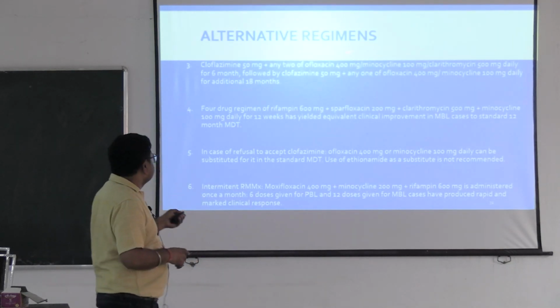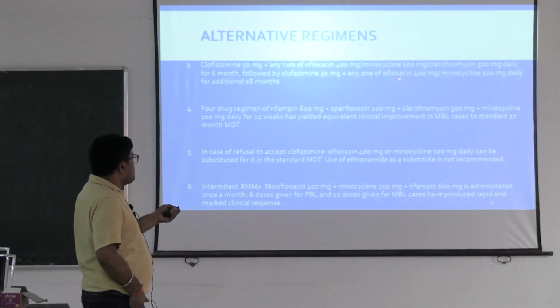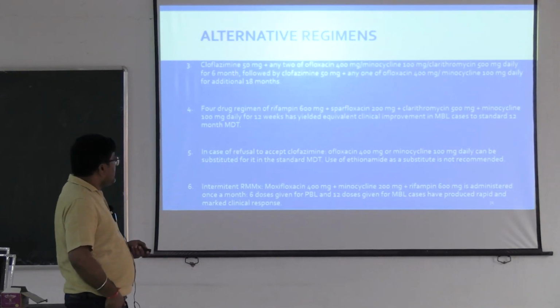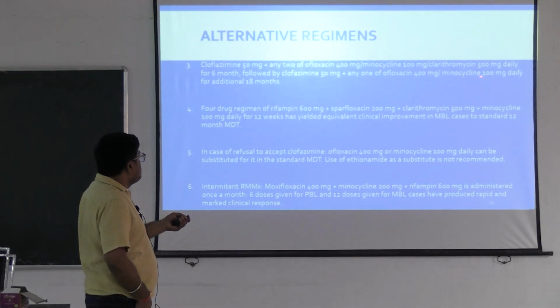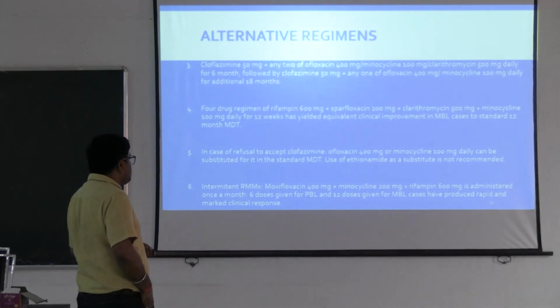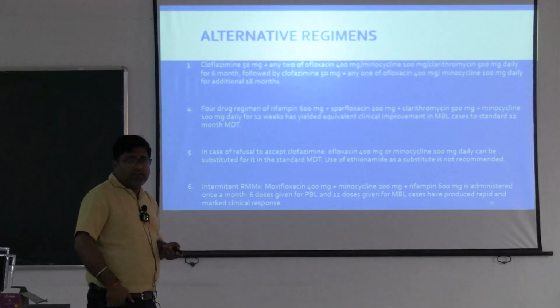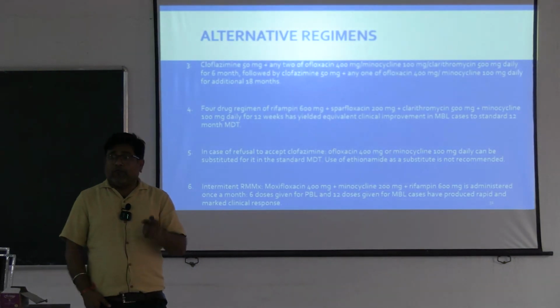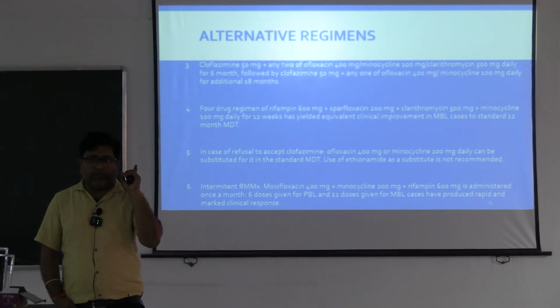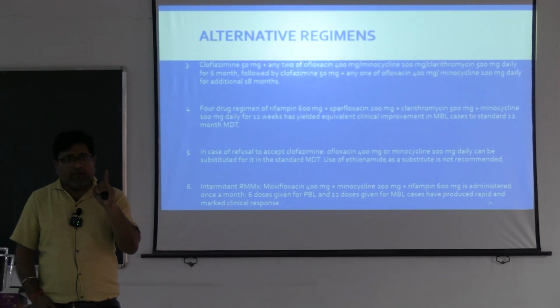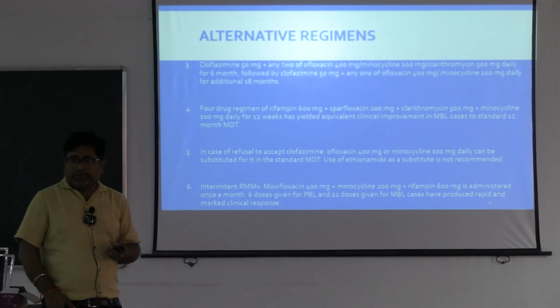Clofazimine 50 mg plus any 2 of ofloxacin, minocycline, clarithromycin daily for 6 months, followed by clofazimine plus any of the ofloxacin, minocycline for an additional 18 months. So these are some of the regimens that can be used, but what you have to remember particularly is the standard multi-drug therapy of leprosy. That can be asked in viva, in the exam, anywhere.